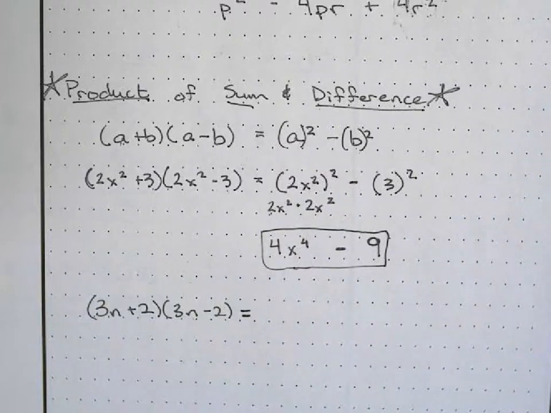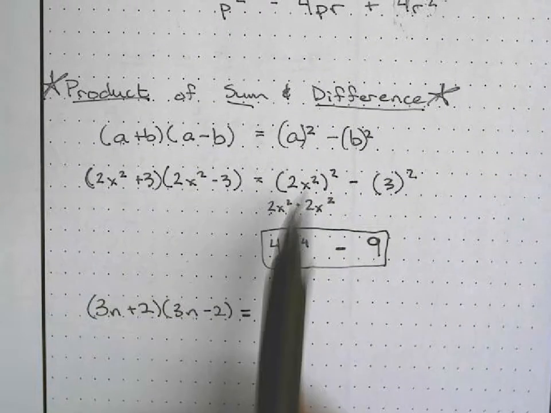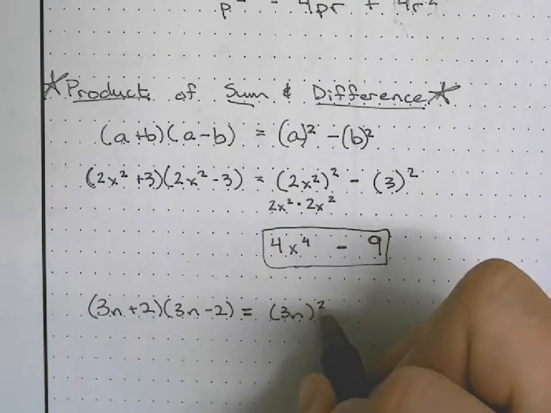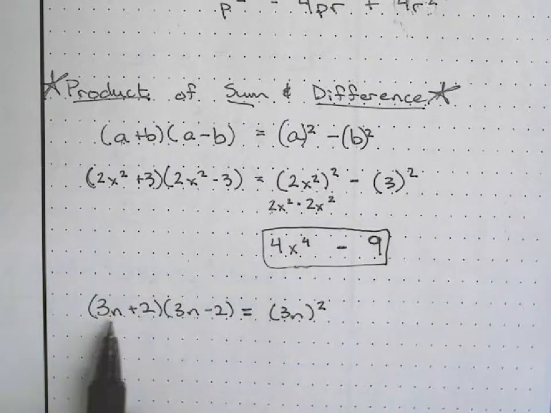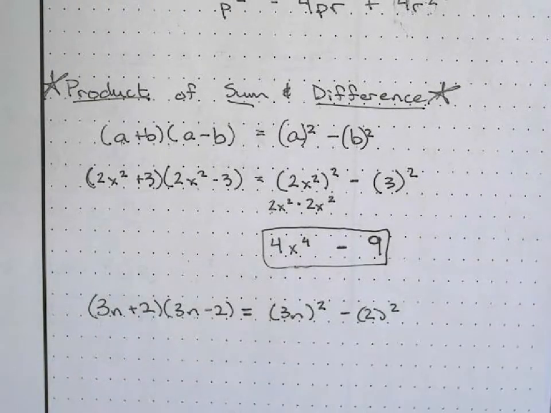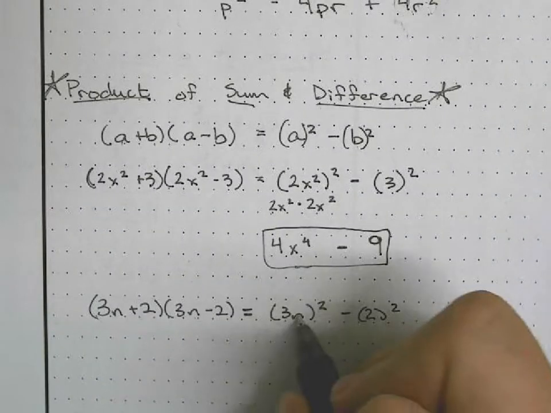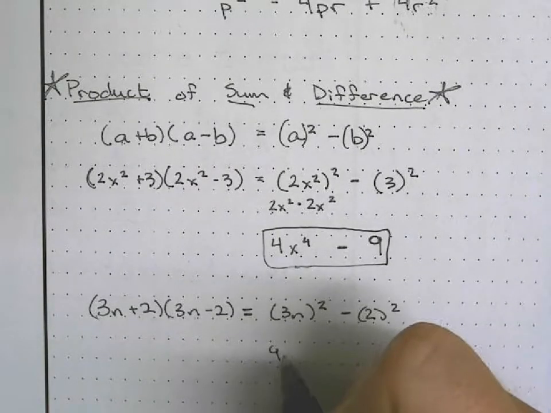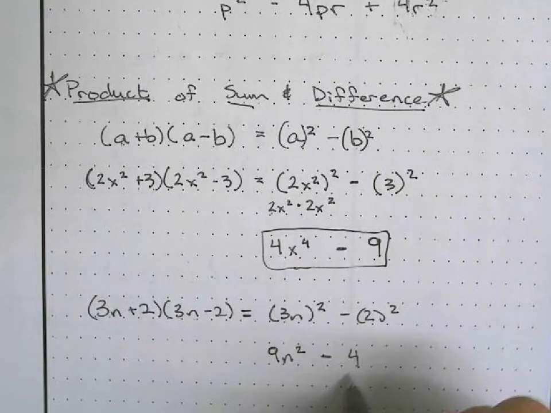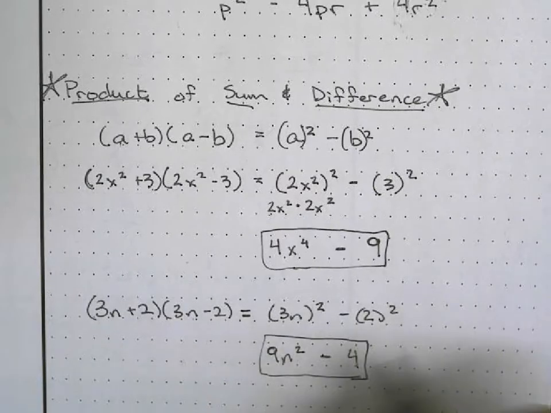So hopefully you took the chance to try this one on your own. So what we'll do is we'll go 3n squared, I take my a term, square it, minus 2 squared. Now I simplify. Plug in, simplify. We get 3n times 3n is 9n squared. And then minus, bringing my minus sign down, 2 times 2 is 4. And we're done.